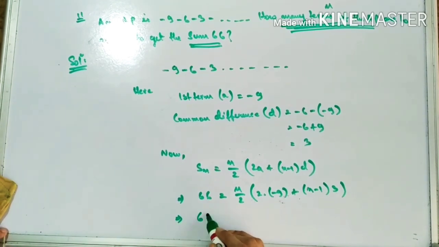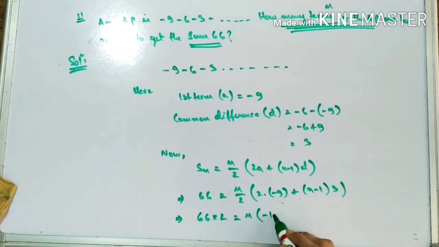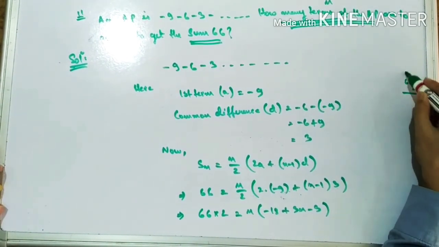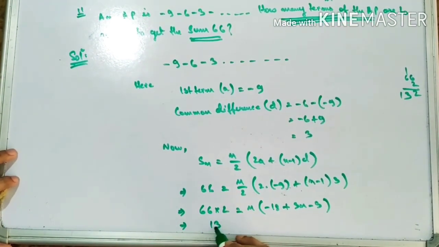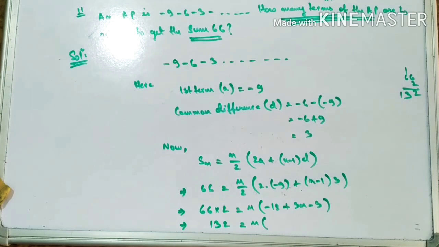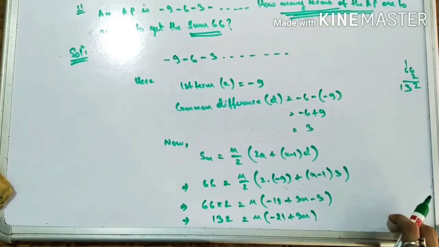So now you see 66 into 2 is equal to n into 2 into -9, which gives -18, plus 3n minus 3. So 66 into 2 is equal to n into -18 plus 3n minus 3. 66 into 2 is 132. So 132 is equal to n into, and -18 minus 3 is -21, plus 3n.